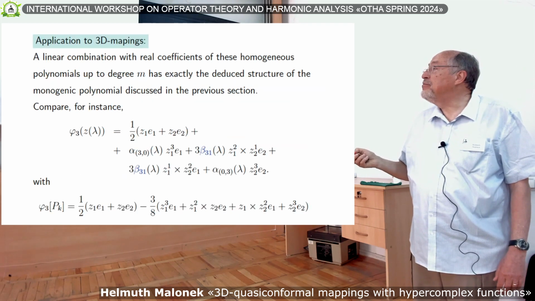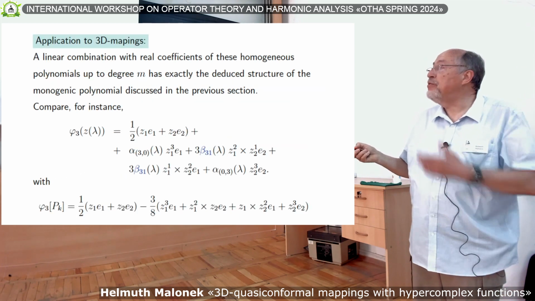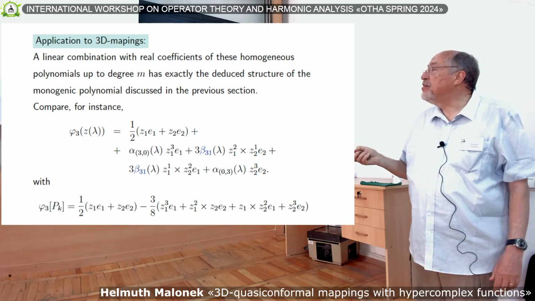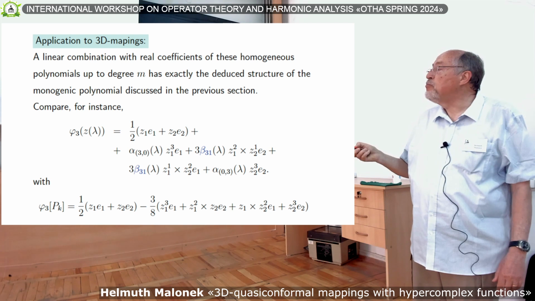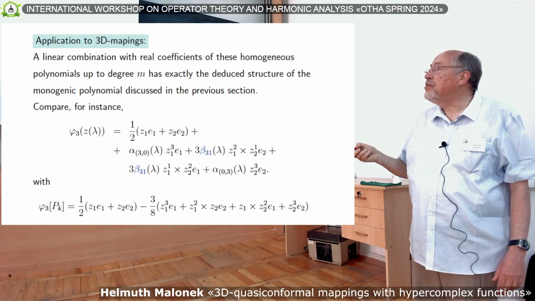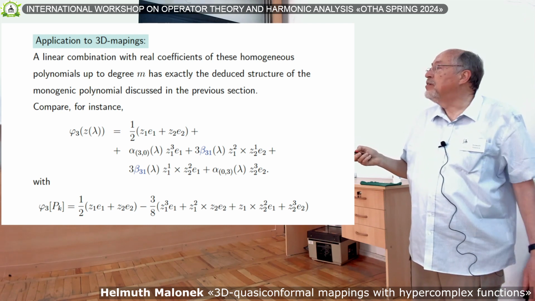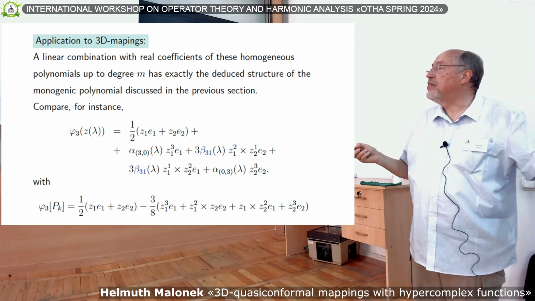So, for the example of a cubic approximation, you see, this is already with the Vietoris numbers. The first is 1/2, then you have also in the square, you have 1/2 as Vietoris, but the monogenicity implied that it does not appear.